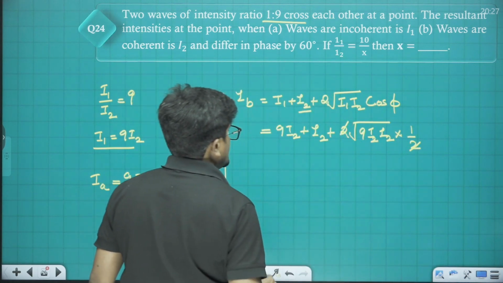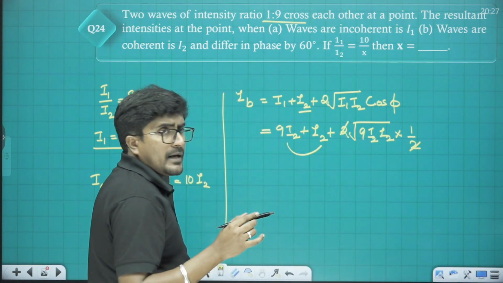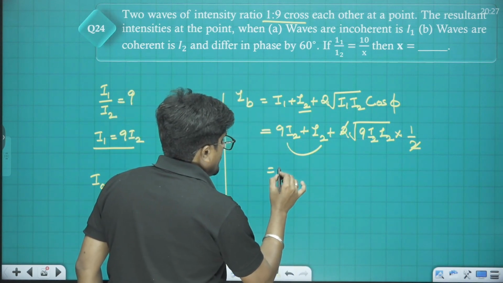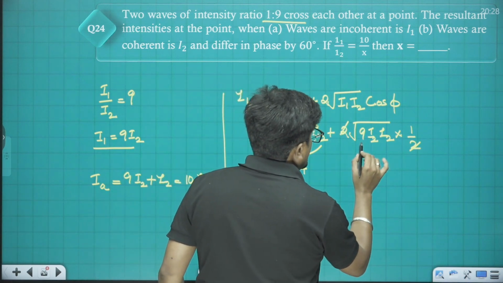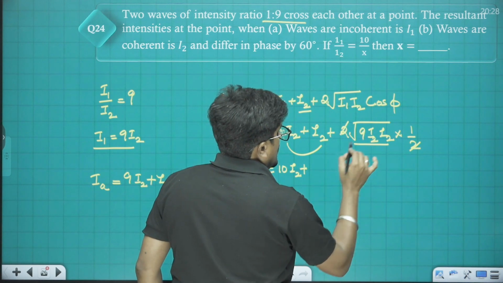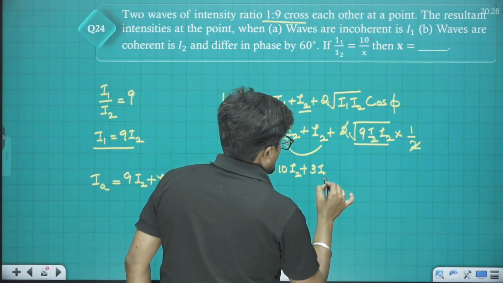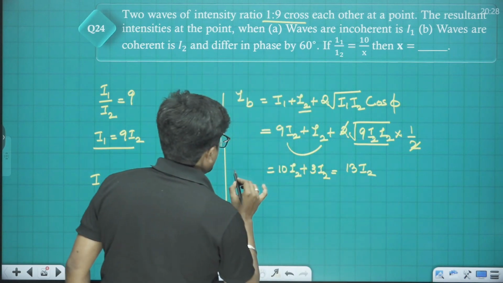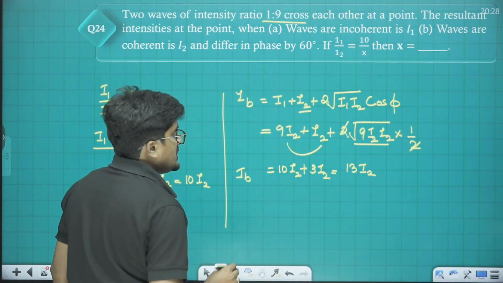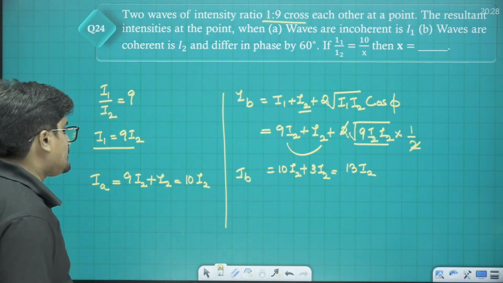This 2 and 2 will cancel each other. So 9 I2 plus I2, that is 10 times I2. All right. And here we have got what? 3 times I2. So basically this is 13 times I2. So I suffix B is coming as what? 13 times I2. All right.